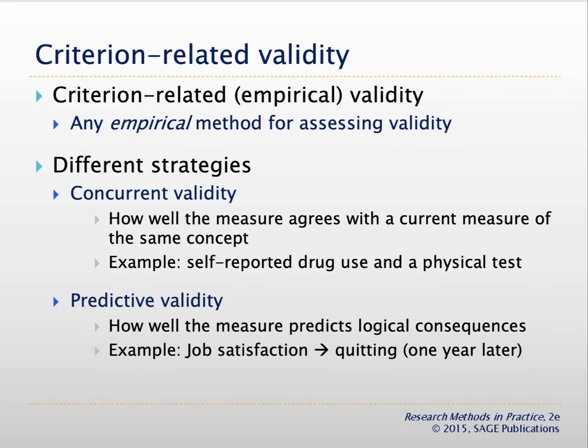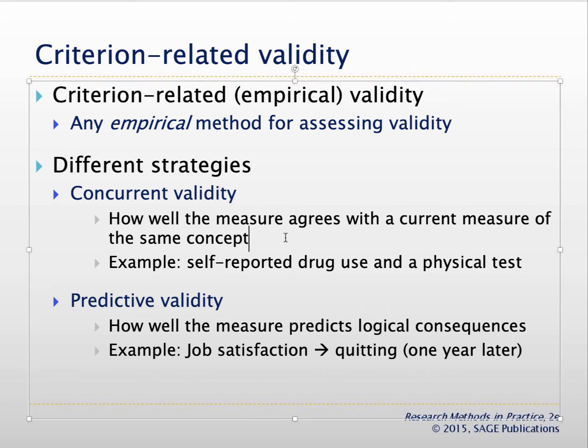Now we're going to do criterion-related validity. The jargon, you don't need that jargon. It just means an empirical method. We're not going to just look at it and say, does it make sense, and think about it qualitatively. We're going to have some explicit strategy, almost always a quantitative strategy, for assessing validity. And there are just lots and lots of these.